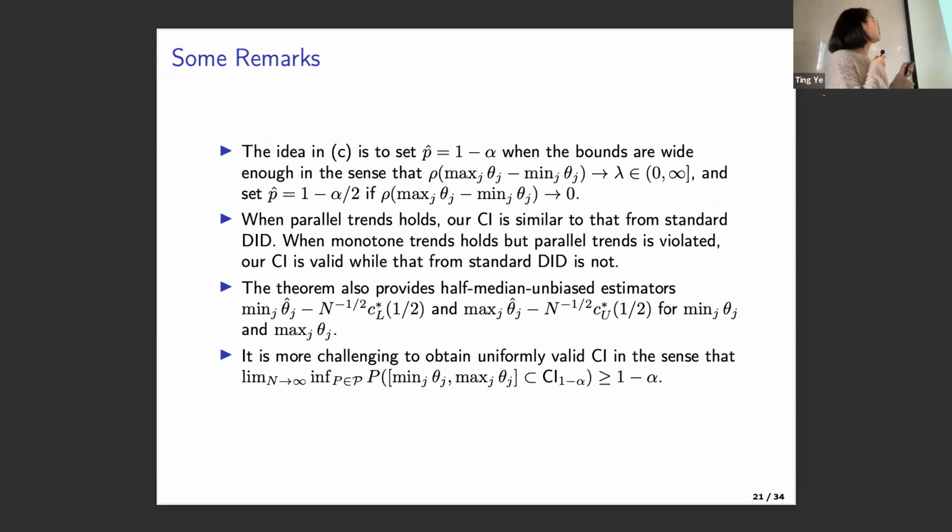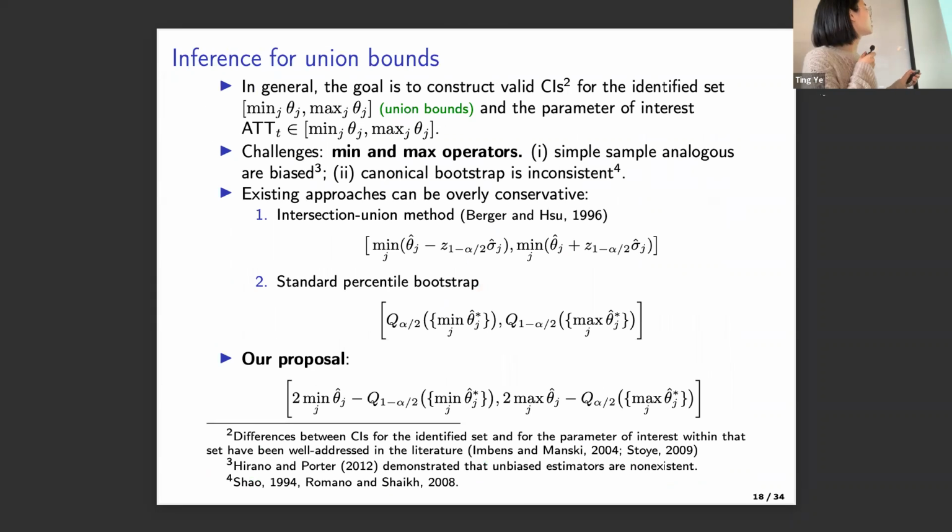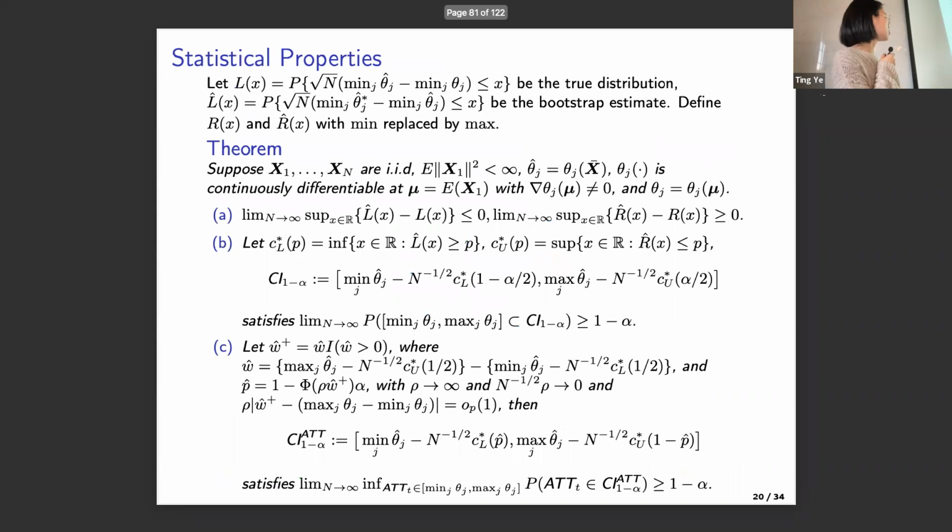Their connection. So in their case, that's a great question. In their case, they are interested in the intersection bounds, where the identified set is the maximum of theta j in the lower end and some minimum of another set of parameters in the upper end. So that's a different problem. But this correction of part C, adjusting this significance level, is similar.